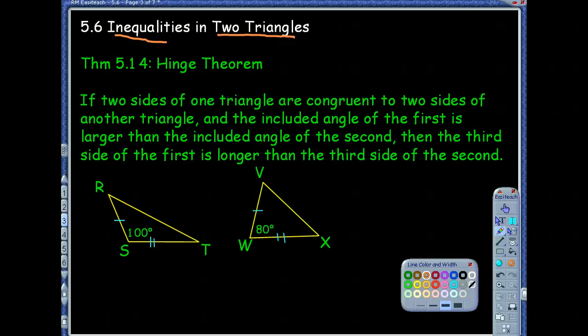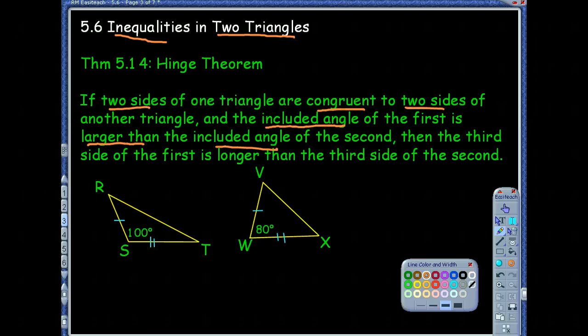It's more, can you apply it? Okay, right. So it says, if two sides of one triangle are congruent to two sides of another. All right, so this is kind of what they have in common. So two sides are congruent to two sides in another triangle. So you can kind of see that in this picture. And the included angle of the first triangle is larger than the included angle of the second.